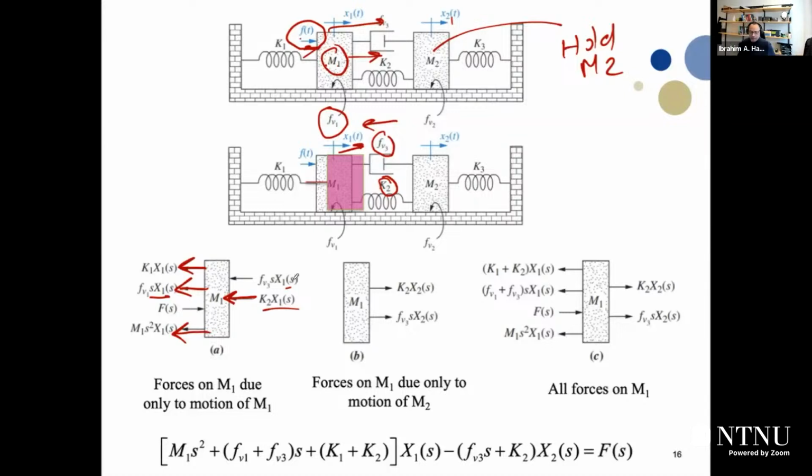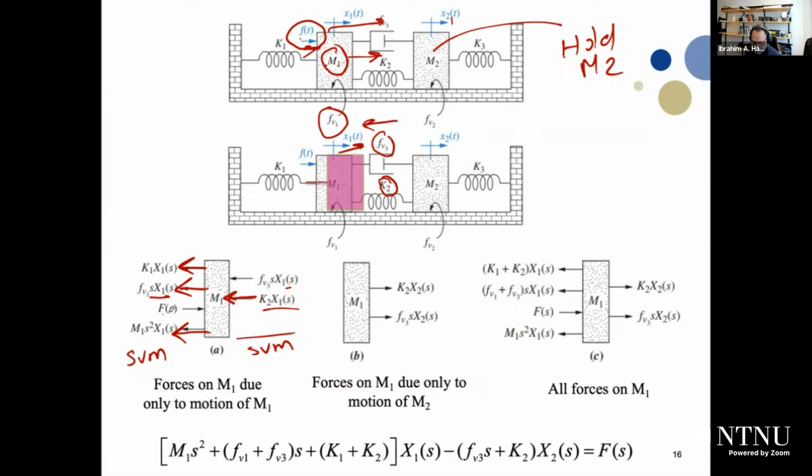Okay, so now we will write the equation of the forces acting on M1. What will be the equation? Summation of the forces on the left-hand side equals the summation of the forces on the right-hand side. We will assume that all forces acting to the right are positive. All other forces are acting in the opposite direction to F of S. So the summation of all those forces acting to the left will equal F of S.